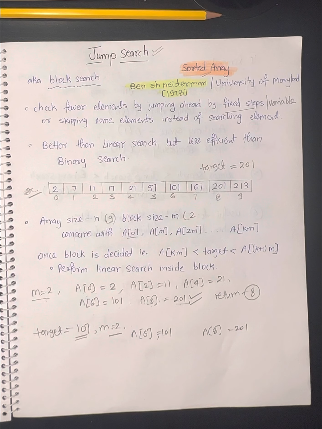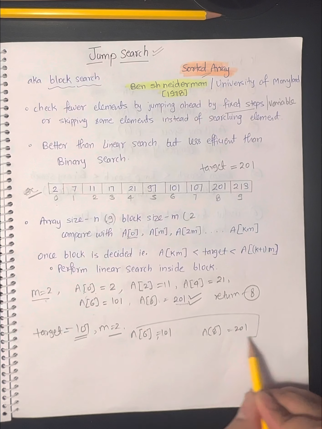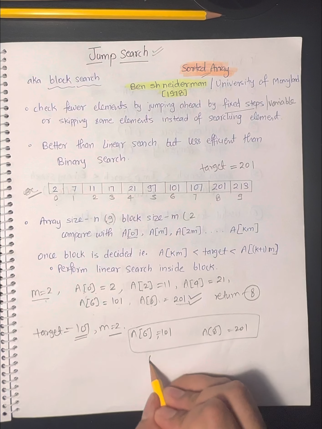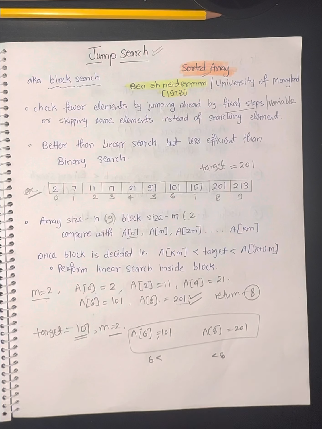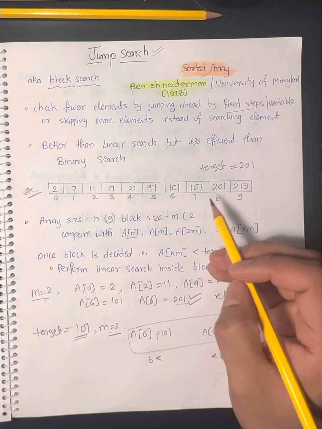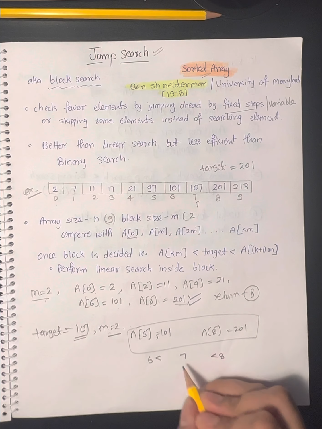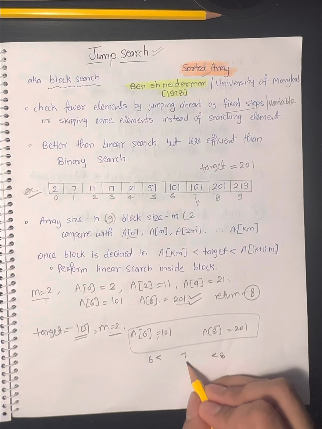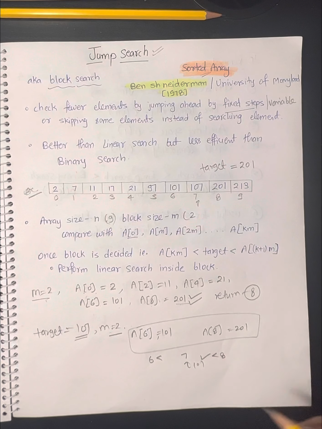The value that we are looking for must be in this block then, more than 6 but less than 8. In this case, because we have taken a block size of 2 only, we have only one element here, that is index 7. We check here. If we find the value 107, good, we return the index 7.